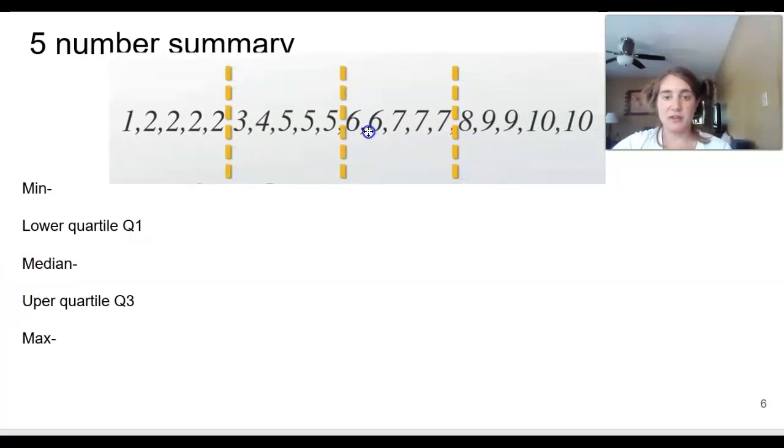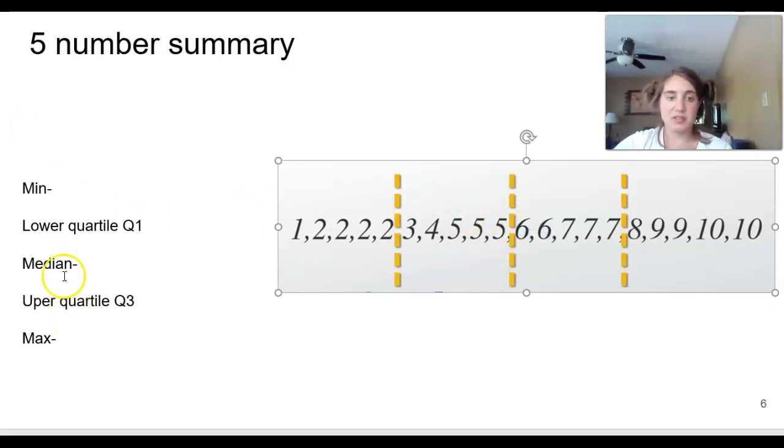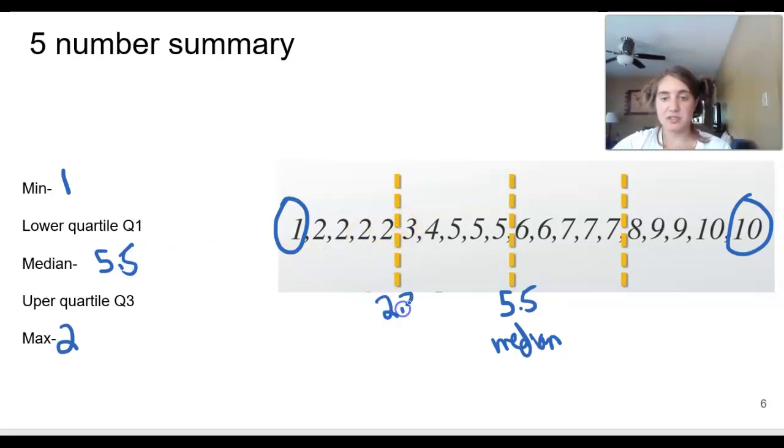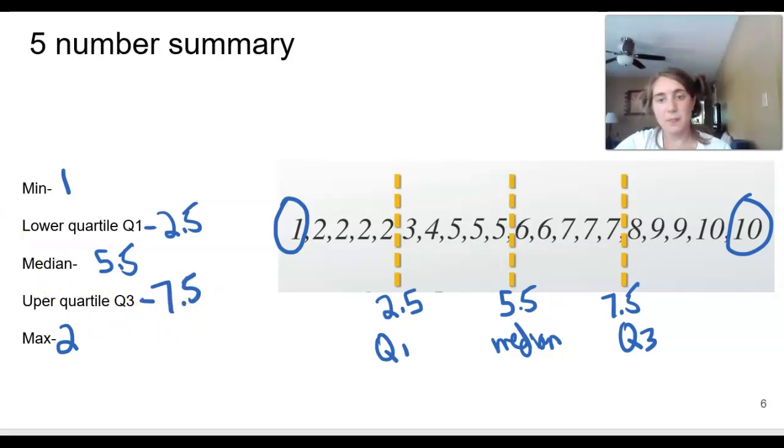And with data, we have this thing called the 5-number summary. It wants these 5 numbers: the min, the max, the median, which we got at 5.5, and then in between these two numbers is 2.5. Sorry. So that's Q1. And then this is 7.5, and that's our Q3. So these 5 numbers make up our 5-number summary.